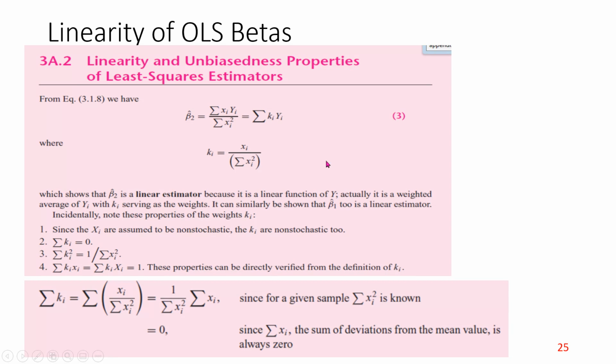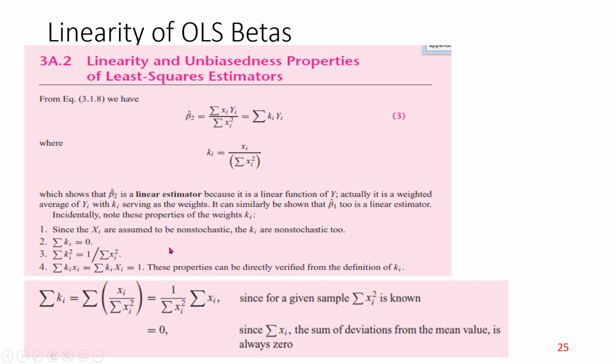So similarly, it's very easy to show that beta 1 hat, that is the intercept, is also a linear estimator. So once again, I leave it on your acumen to try and prove that beta 1 hat is also a linear estimator. Let's note some of the important properties of ki, which will be very useful in some derivations that we'll be doing shortly.